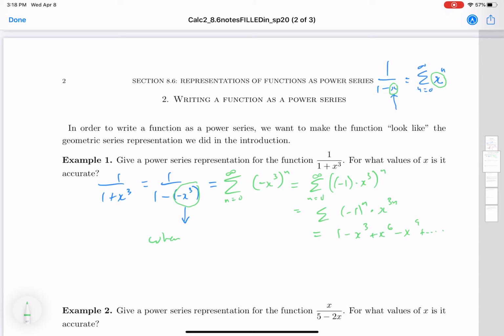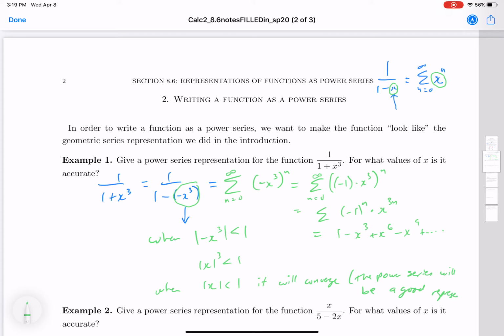This is only valid when that x was absolute value less than 1. So this is only valid when my negative x cubed, the absolute value of that, is less than 1. But of course, that's the same thing as just the absolute value of x cubed. And when you take the cube root of both sides, you just get absolute value of x is less than 1 anyways. So when absolute value of x is less than 1, it will converge. And in this case, that means that the power series will be a good representation.